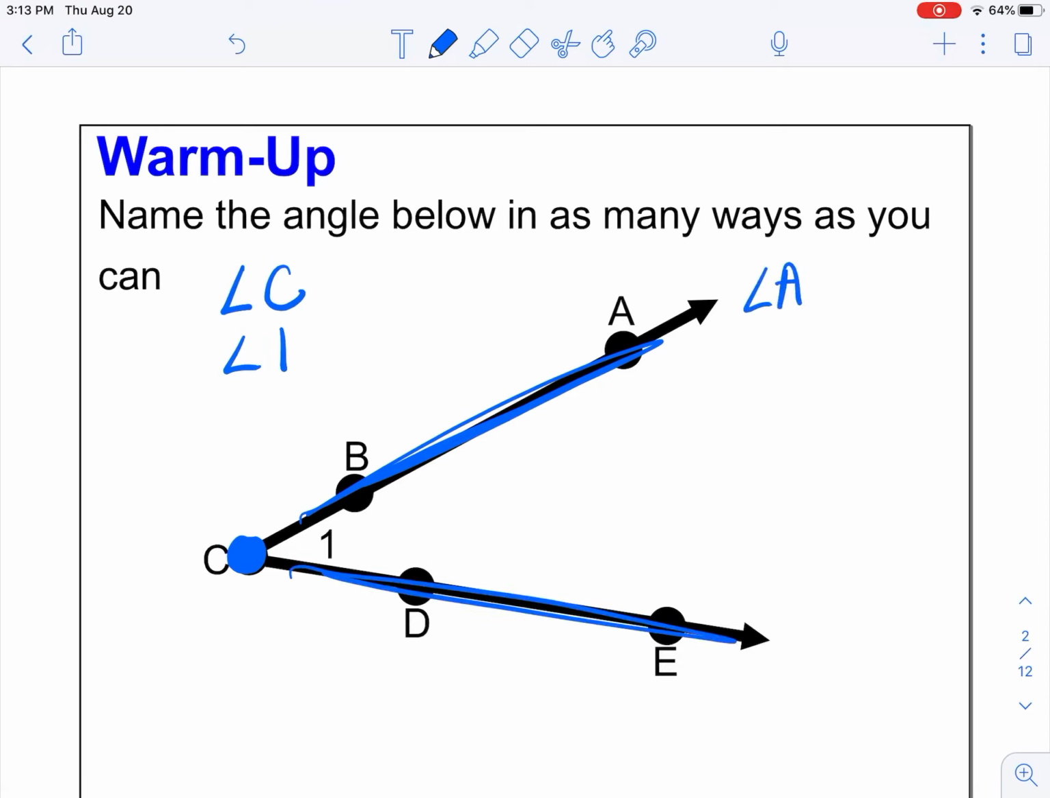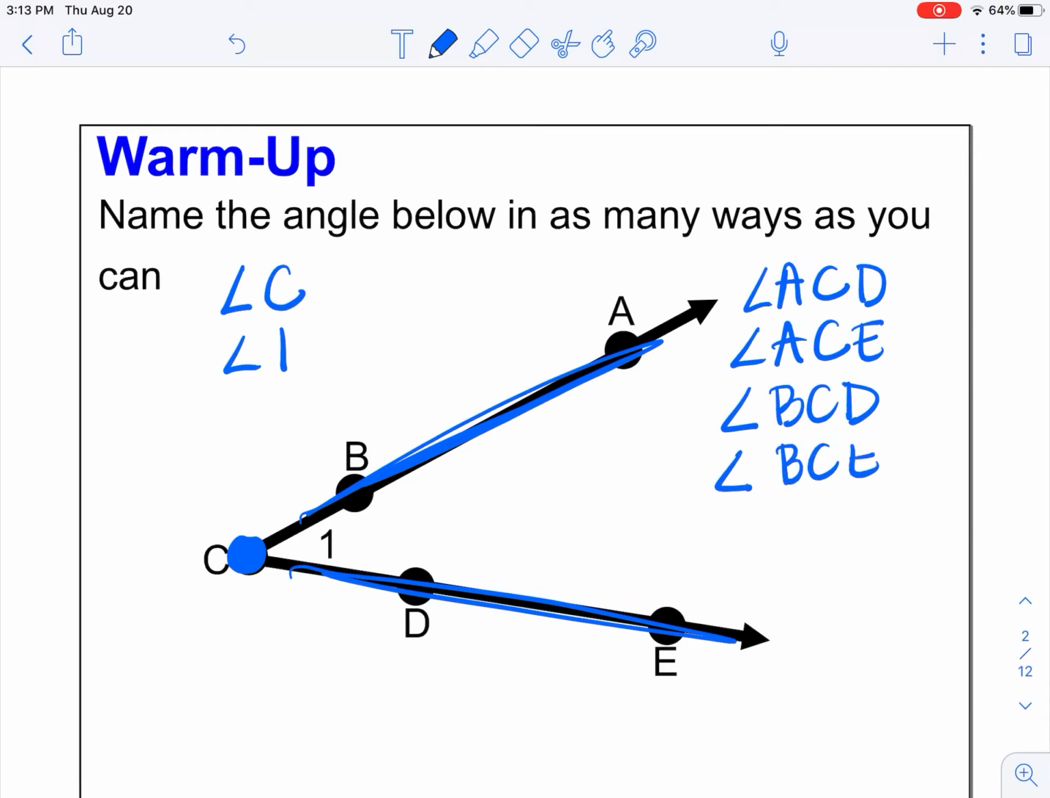So let's go. We have angle ACD, angle ACE, angle BCD, angle BCE, and then all four of these backwards. So angle DCA, angle ECA, angle DCB, angle ECB. Notice C is the vertex, so it's always in the middle.